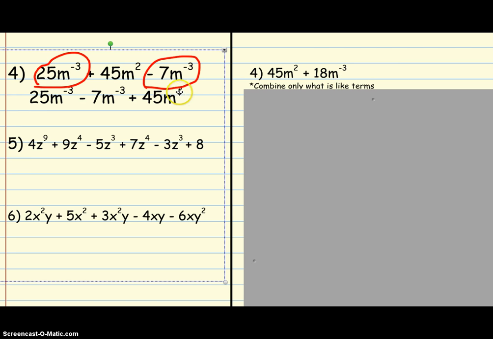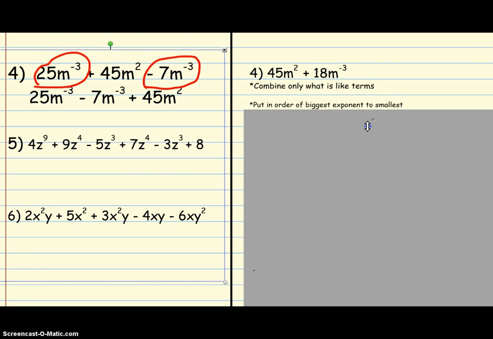And this 45m squared, nothing's like it, so we just keep it, 45m squared. So again, only combine what we have as like terms, just bring along the rest. And you want to put your terms in order of biggest exponent to smallest exponent. So that's why I put the m squared first, because it's bigger than negative 3.